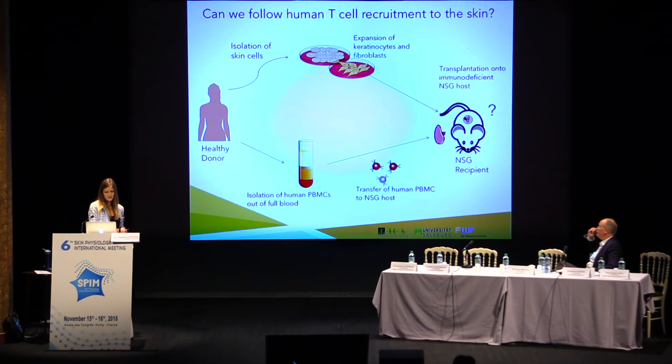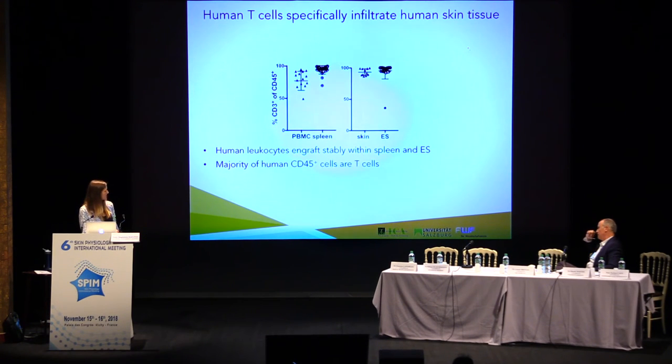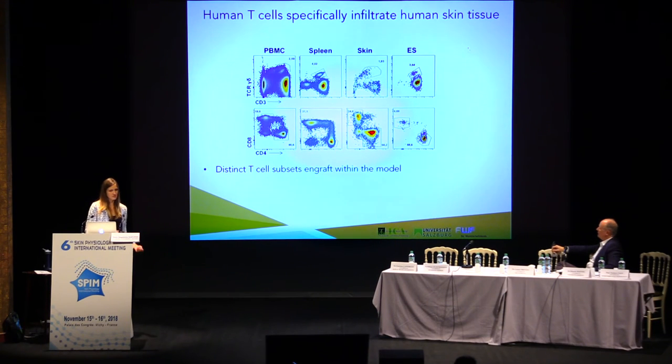So when we looked into the splenic and the skin engraftment of human leukocytes, which are defined by expression of the marker CD45, we can see that the engraftment levels are equally well in spleen and engineered skin. And very interestingly, but it has been shown before, the majority of these leukocytes are human CD3 positive T cells. So additionally, we looked at which subsets would engraft or make up this T cell population.